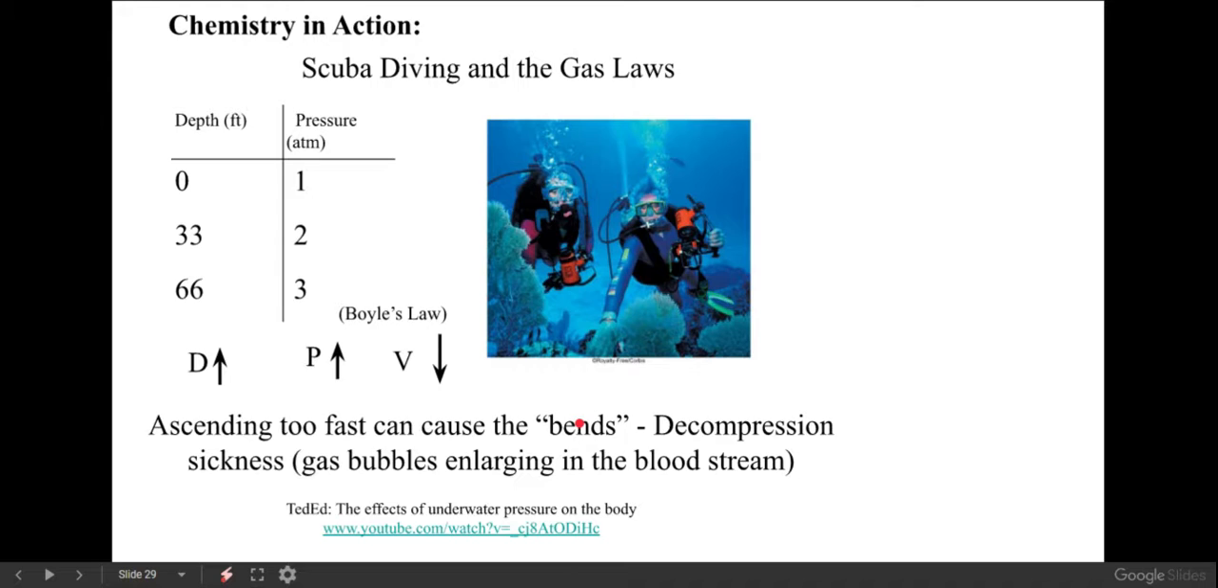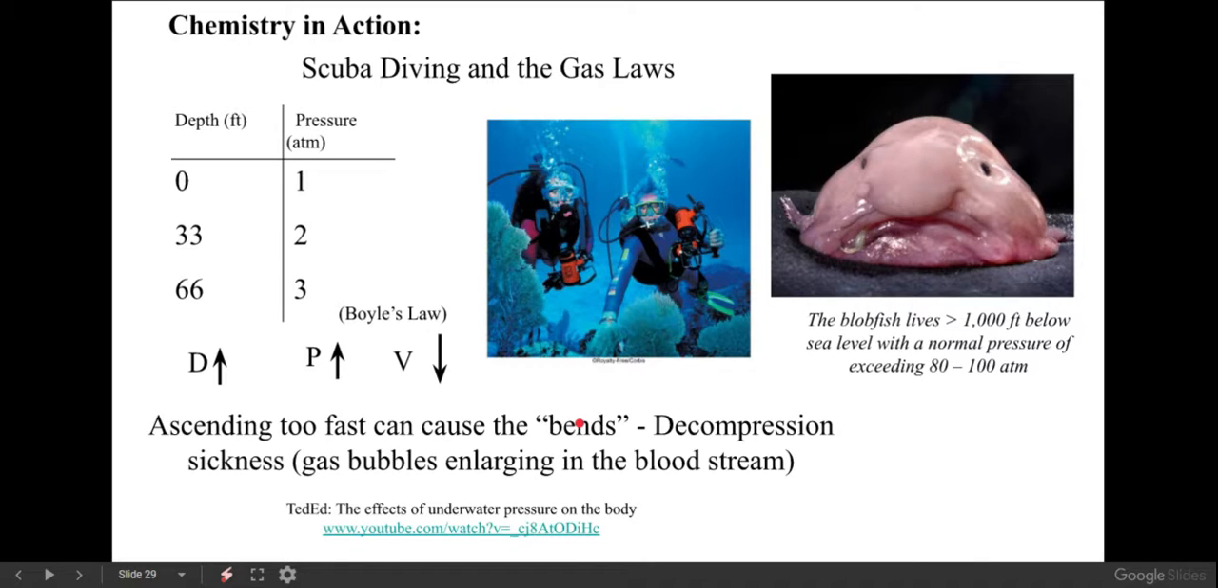Another example of this coming into effect is some deep sea fishermen who can pull up some fish that are normally found thousands of feet below the sea. This is the blobfish, which looks pretty ugly, but what you have to keep in mind is it doesn't normally look like this.